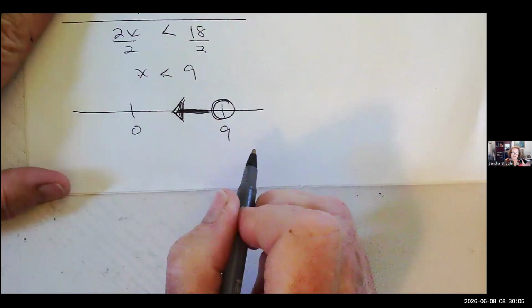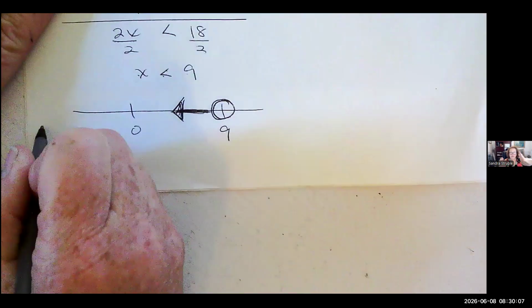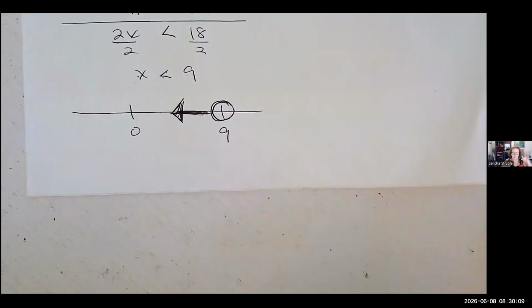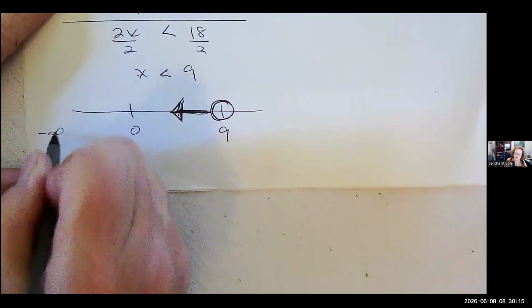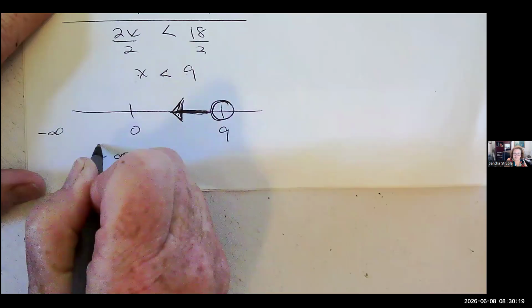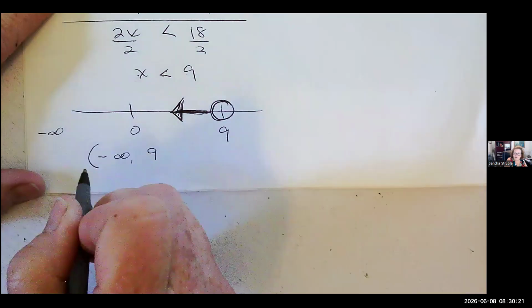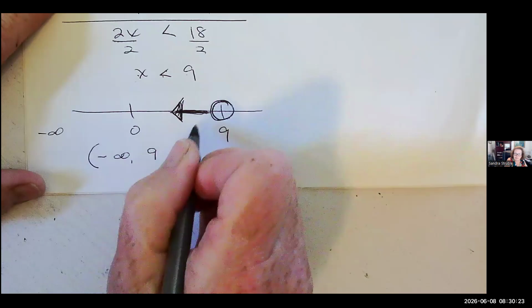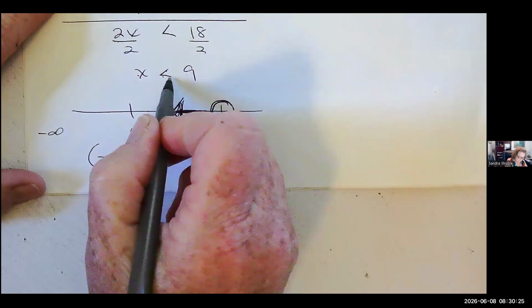And then my interval notation. Remember when you do interval notation, it's furthest number to the left to the furthest number to the right. Well, our furthest number to the left is negative infinity. So negative infinity to 9. All infinities get a parenthesis. This 9, because it's a circle, it's not included, gets a parenthesis as well. So there's your interval notation.